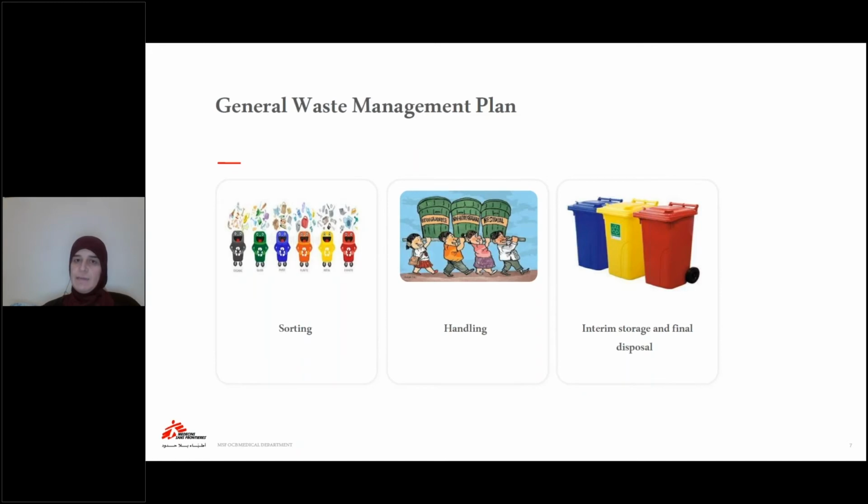As a general waste management plan, we need to have an idea about sorting of medical waste. As I explained, we have many types of waste, and we need to segregate accordingly. We need to know how to handle this waste on the way from origin till the waste zone, and of course, the storage and final disposal of the waste.